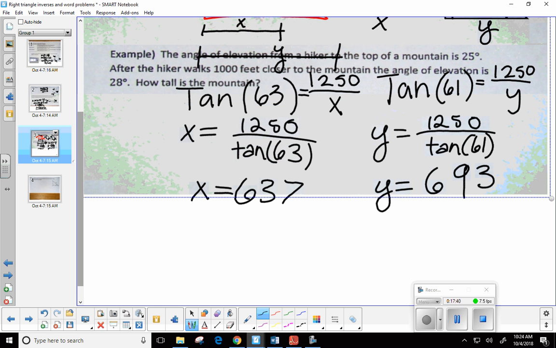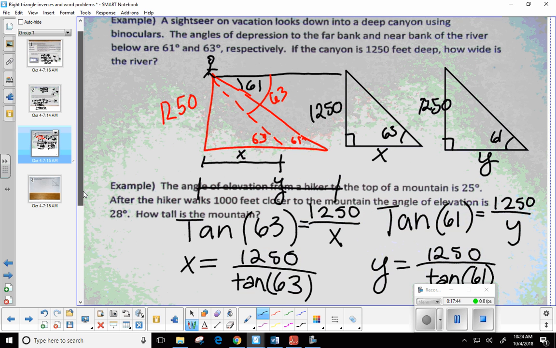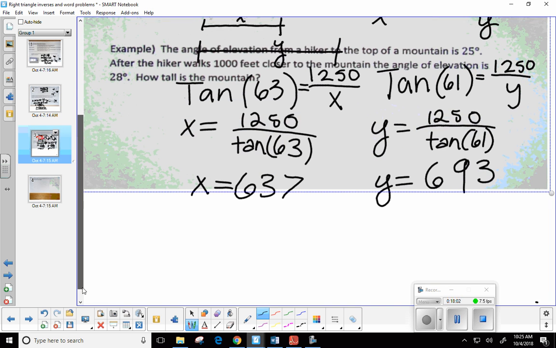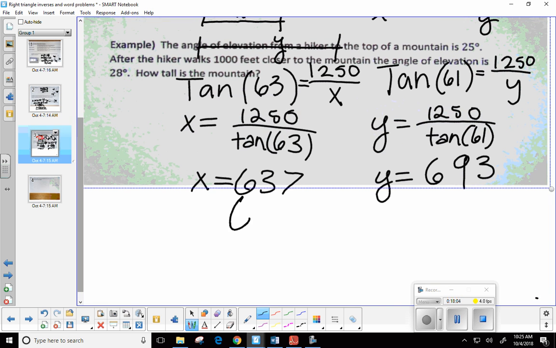Okay. But then from there, is that what the question's asking us? Because it's asking us how wide is the river. And then the river is this right here. It's saying this angle of 61 goes to the far bank and the angle of 63 goes to the near bank. And so from there we can just subtract it, right? And so we have the 693 minus 637 equals what? How wide is the river?